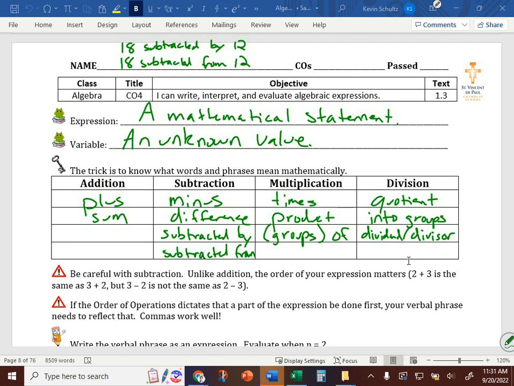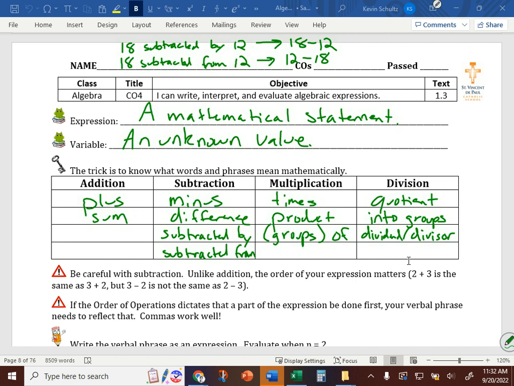Yeah, with subtraction, you have to be very careful of order. 18 subtracted by 12 means we're starting with 18 and we're subtracting 12. 18 subtracted from 12 means you're starting with 12 and subtracting 18 from that. So when you see that word subtracted, remember, order makes a difference. You can add things in any order, multiply things in any order. It's not going to change. But with subtraction, the order matters.